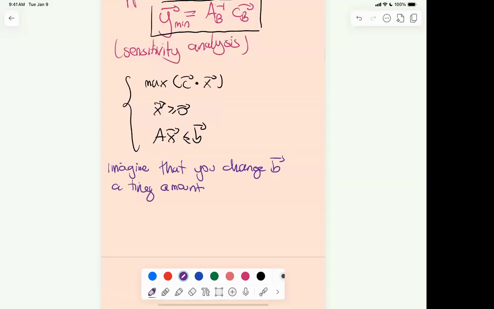Okay, and I will use a physics notation. Every tiny amount that you change is a delta, right? Delta always represents a small change. So I'll call this v nu, which is going to be my original vector of constants plus a small change, right?